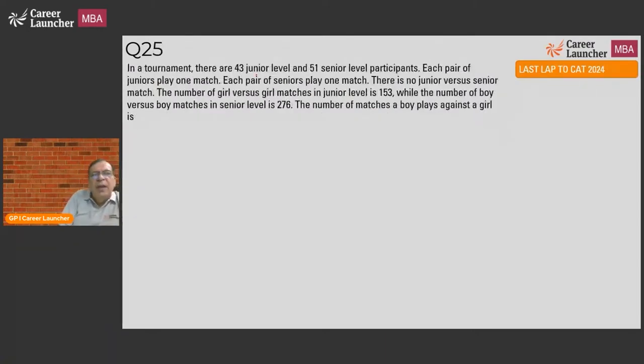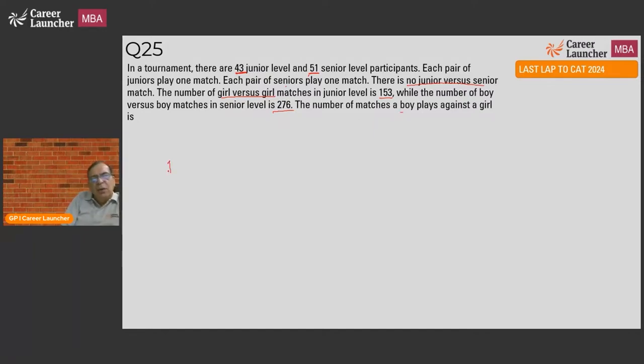Question 25. In a tournament, there are 43 junior and 51 senior level participants. Each pair of juniors play one match. Each pair of seniors play one match. There's no junior versus senior match. The number of girl versus girl matches in junior level is 153. Number of boy versus boy matches in senior level is 276. The number of matches boys play against girls.